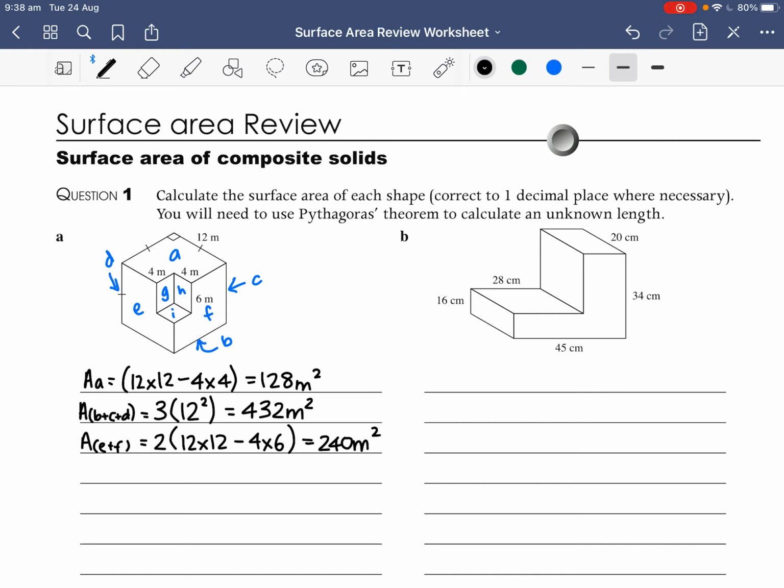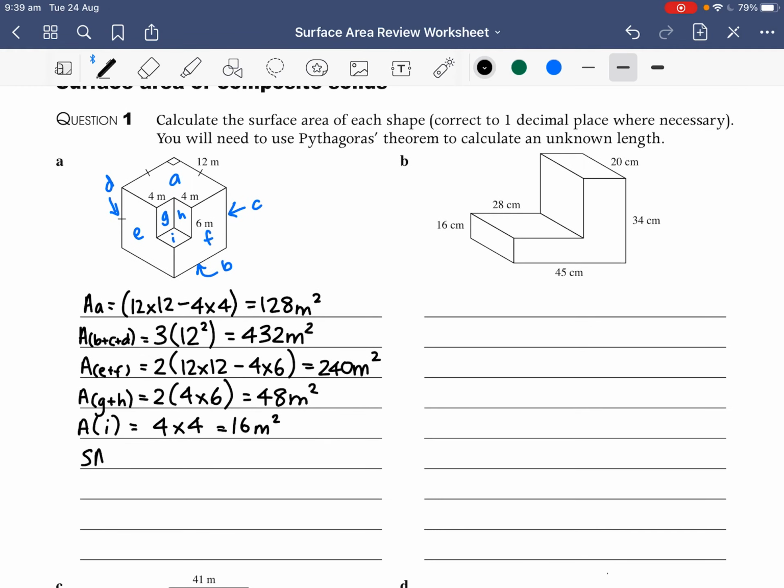We then have G and H, and again, they are the same area as well. So we have 2 areas here, and they are these rectangles. Now these rectangles have dimensions 4 by 6, so 2 times 4 times 6 is equal to 48 meters squared. And lucky last, we have the area of I, and that is just a square with dimensions 4 by 4, which equals 16 meters squared.